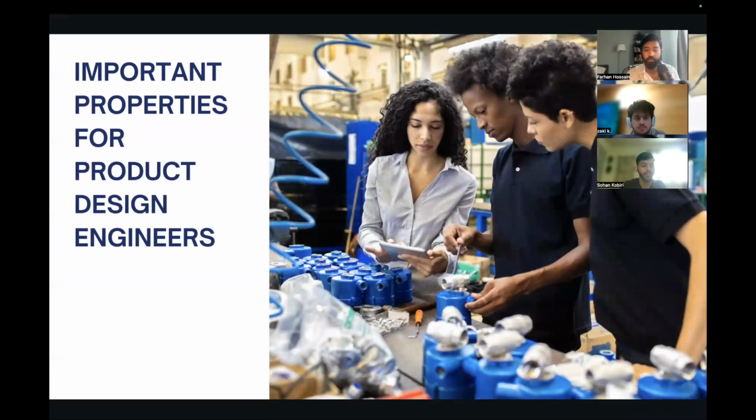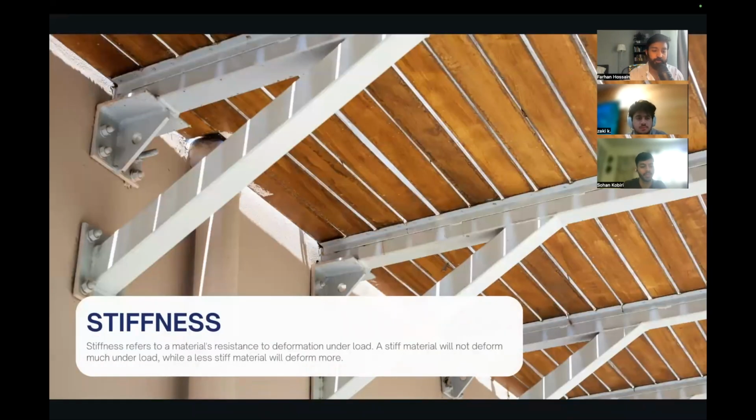So we're going to talk really quickly about important properties of materials for engineering. Number one, stiffness. We spoke about this a bit. It's the ability to not deform under a load. For example, if you have this roof in this design, if that beam was bending, then it would be kind of scary because you're like, oh no, the roof is coming down on me. So you need to choose a material that is very stiff and not just flimsy.